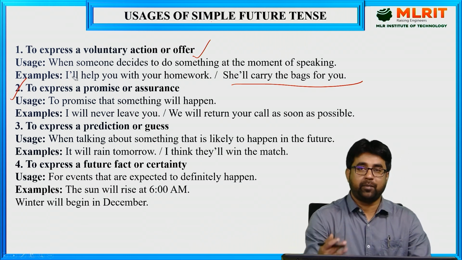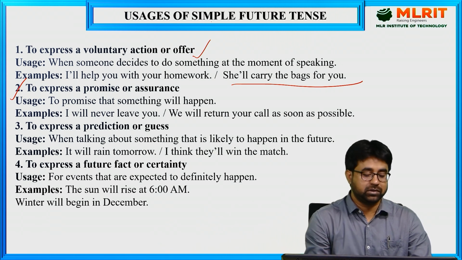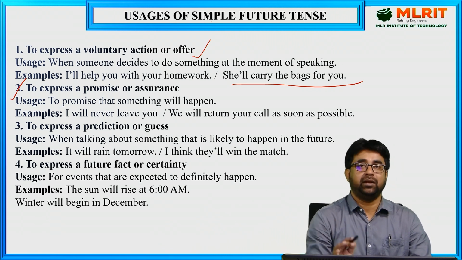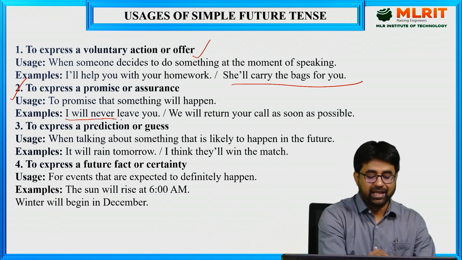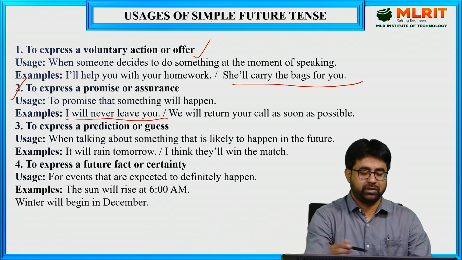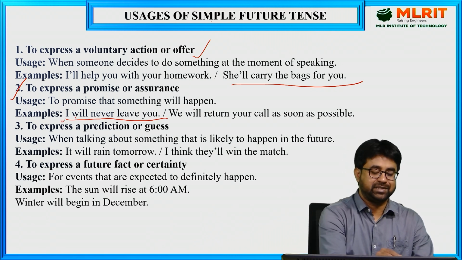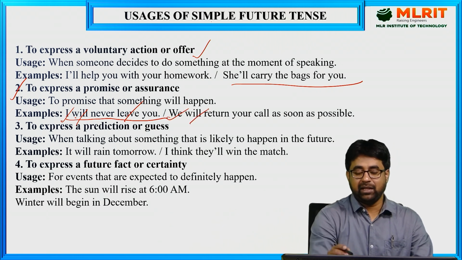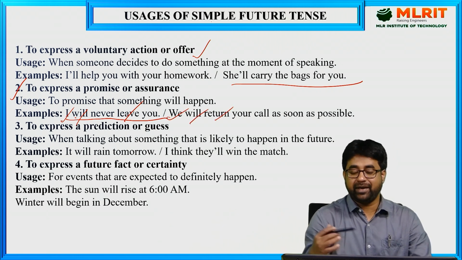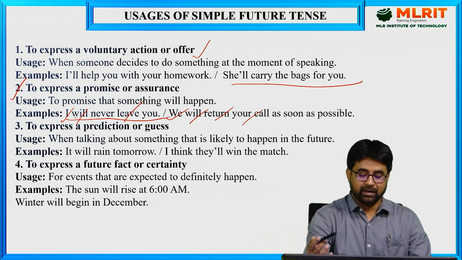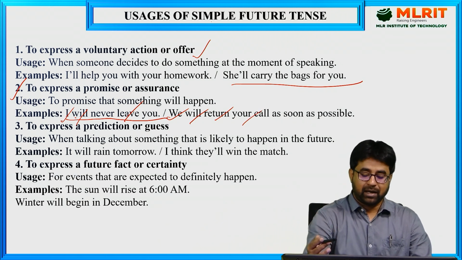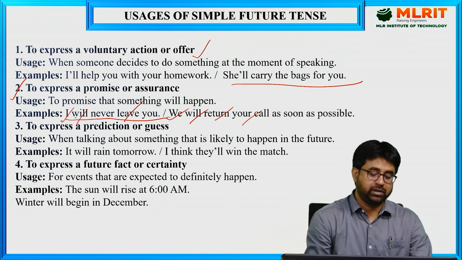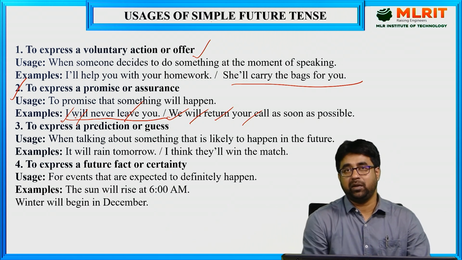Second one, to express a promise or assurance. If I want to promise or assure something, I'm supposed to use simple future tense. See here, I will never leave you. A promise, an assurance. Subject will plus V1 form. We will return your call as soon as possible. See, I am just making a promise or assurance. That's why I'm using simple future tense.